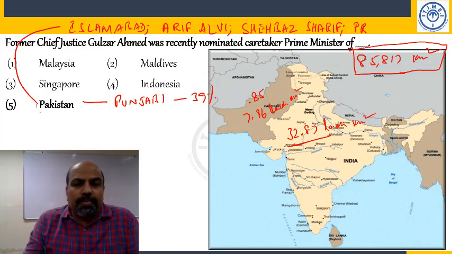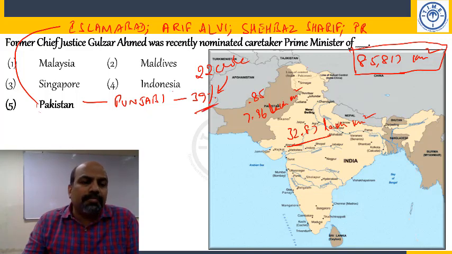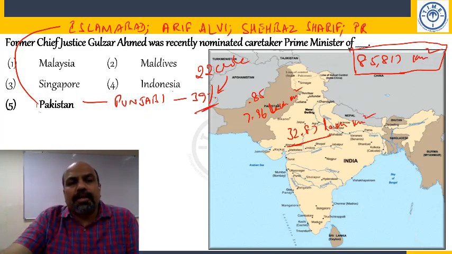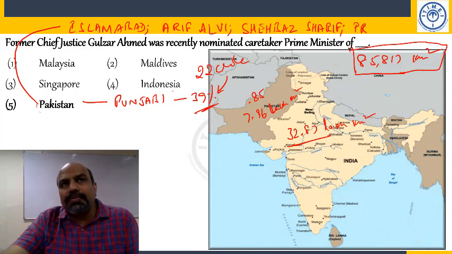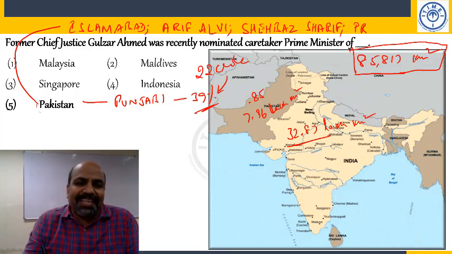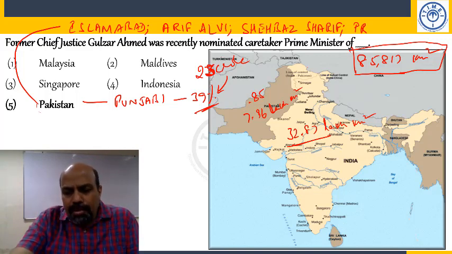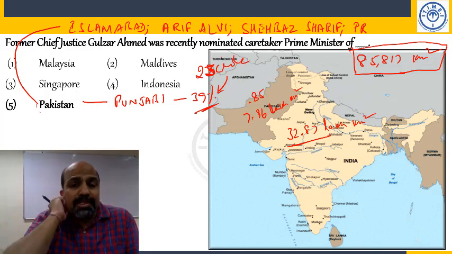Pakistan's population is a little over 22 crore, of which 39% speak Punjabi. When I say 22 crore, it is about 22.7 crore, but let's make it 23 crore. But Pakistan has one of the highest birth rates in the world. And considering that, they today are about 22.7. A few years back, they were the sixth most populous country. Today, they are the fifth most populous country in the world.